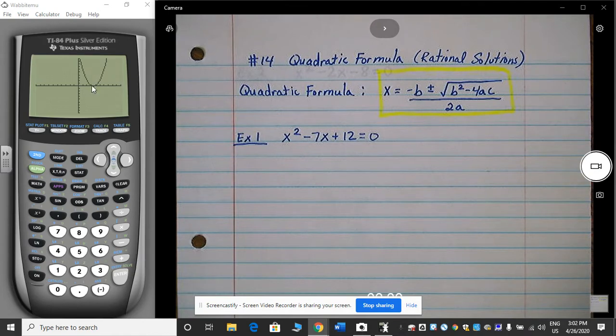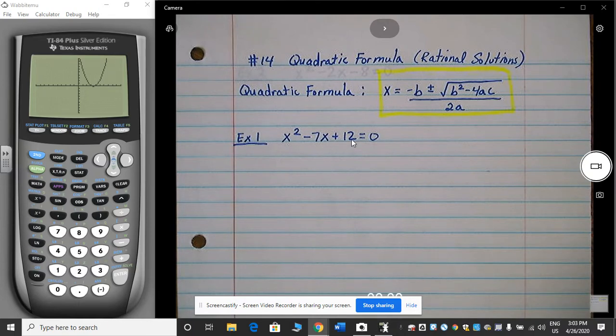And so I've already taken the liberty to punch your equation, y equals x squared minus 7x plus 12, into the graphing calculator. And you'll see that it's not so clear to be able to tell what exactly those x-intercepts are. I could certainly zoom in on that and try to identify, but I'm going to show you a second method. The second method is solving by factoring.